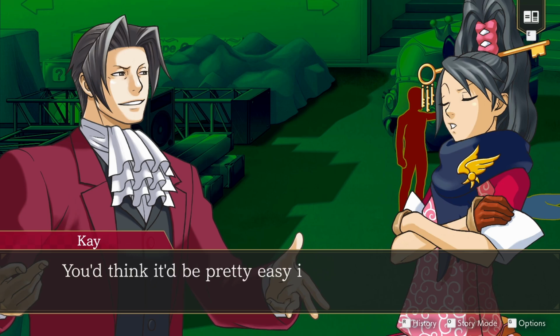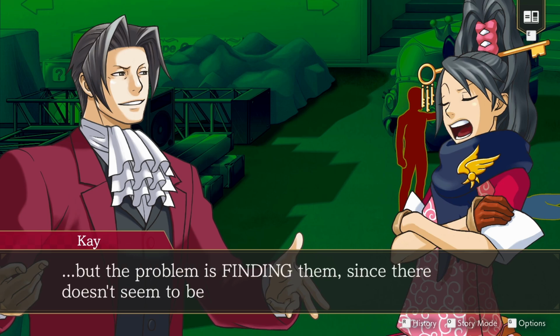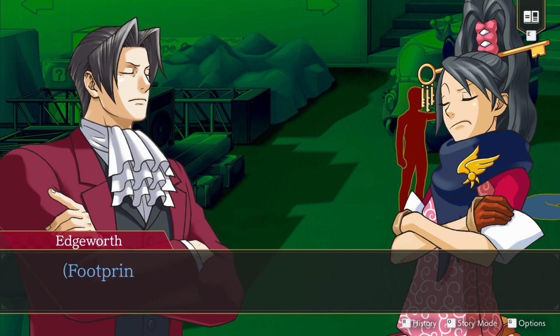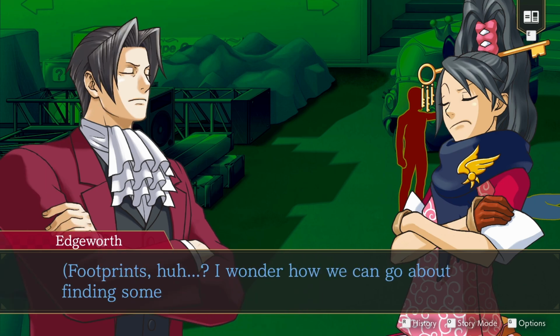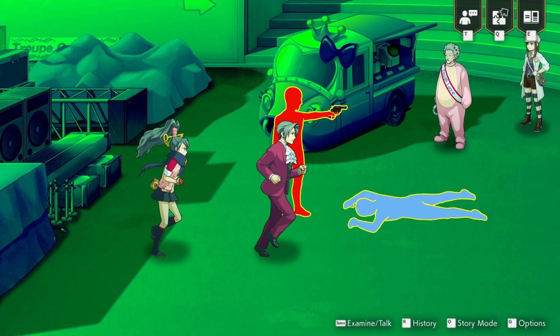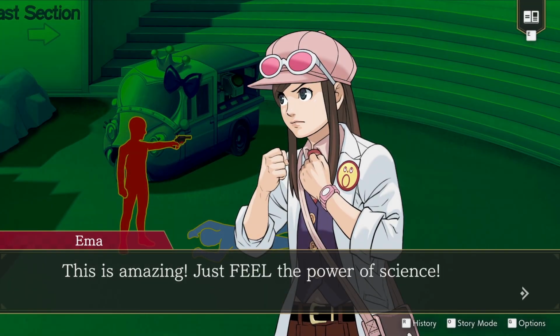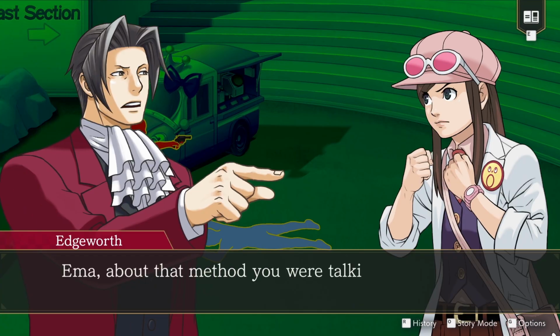You'd think it'd be pretty easy if we could find some footprints. But the problem is finding them, since there doesn't seem to be any around. Footprints, huh? I wonder how we can go about finding some of those. We have Emma. This is amazing. Emma, what about that method you were talking about for finding footprints?